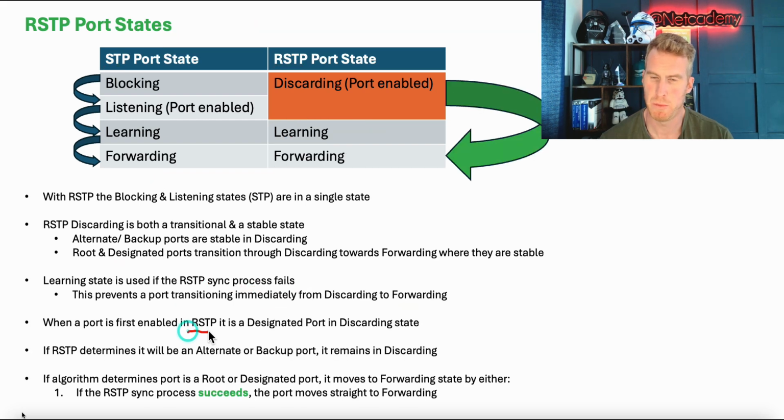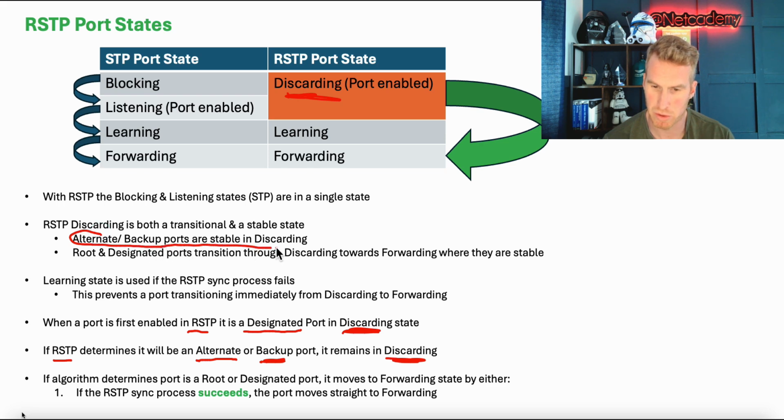And in the RSTP world, when you enable a configuration on an interface, yes, it's going to be in the discarding state here, but it will also be a designated role. So all interfaces in the RSTP world will initially be designated. But if the RSTP algorithm, the learning process, determines that the port is going to be an alternate or backup port, more information in a few minutes, then it will remain in the discarding state, because don't forget, these alternate and backup ports will be stable in that discarding state.